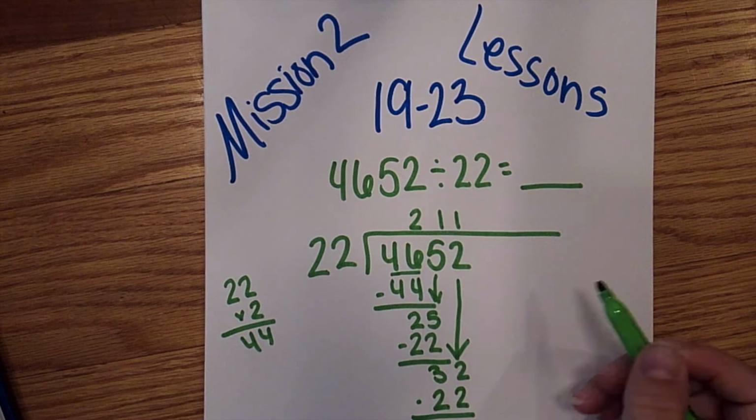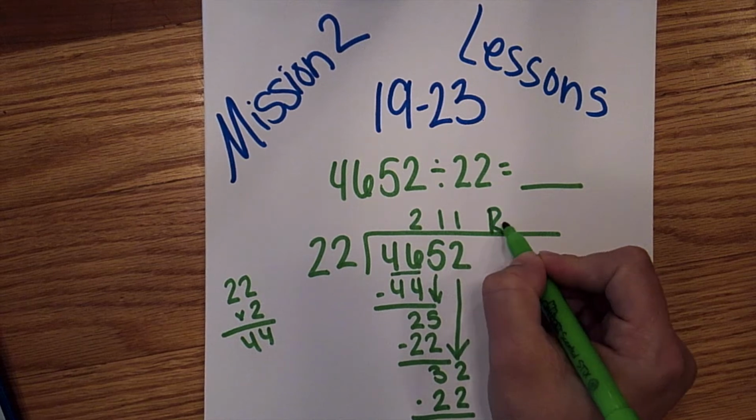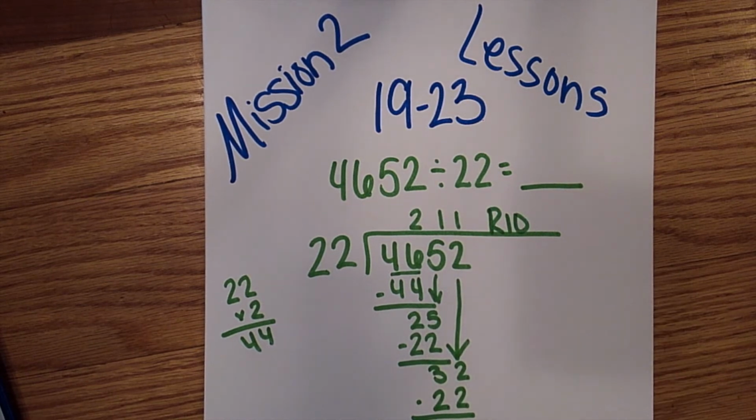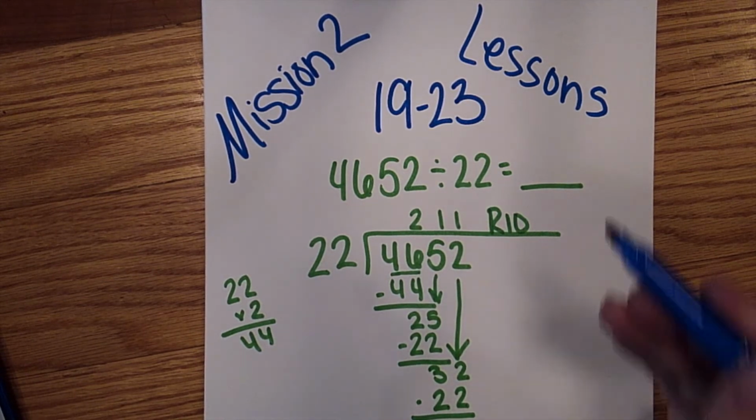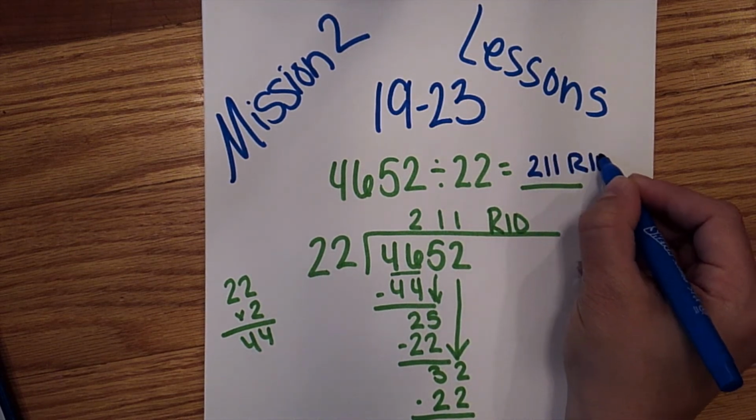There's nothing else to bring down, and I cannot just start adding zeros like I did in decimals because I don't have a decimal place. So I'm going to leave it like this. I'm going to wind up with a remainder of 10. So R10 is going to come up here. So my quotient is going to be 211 with a remainder of 10.